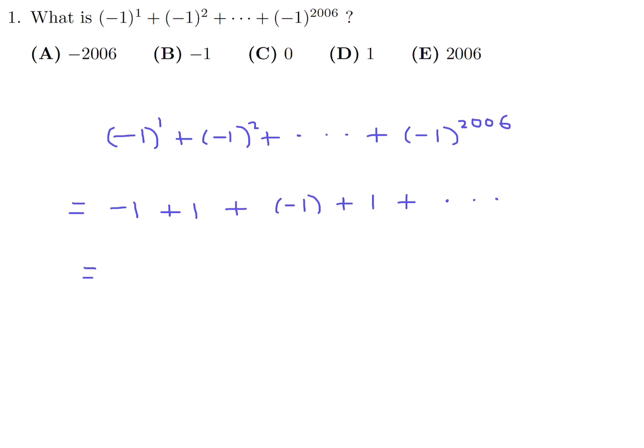So what happens is each pair of terms cancel each other. Negative 1 plus 1 is 0, negative 1 plus 1 is 0, and so on. So in the end, you just get an answer of 0. So number 1, the answer is C.